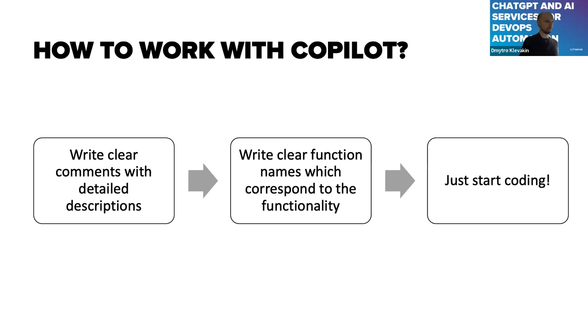So how to work with Copilot? As you might see, you would need to write clear comments with detailed descriptions. You can write clear function names which correspond to the functionality and just start typing something. So in case you see that Copilot is doing something wrong, you can start typing the things you're expecting, and it will adjust and provide you pieces of code that more closely correspond to what you are doing.